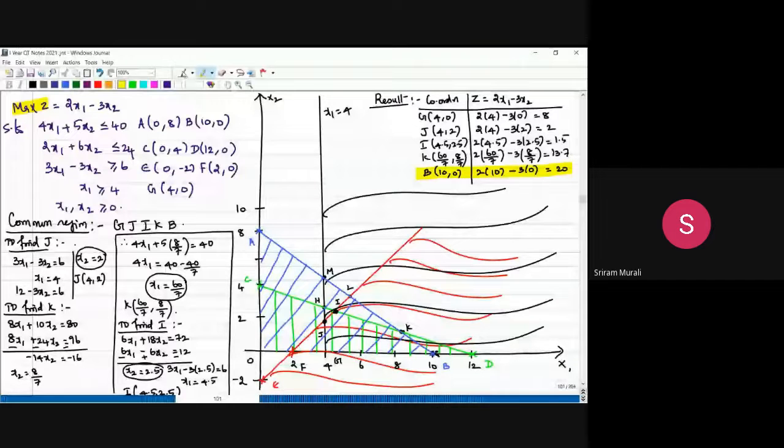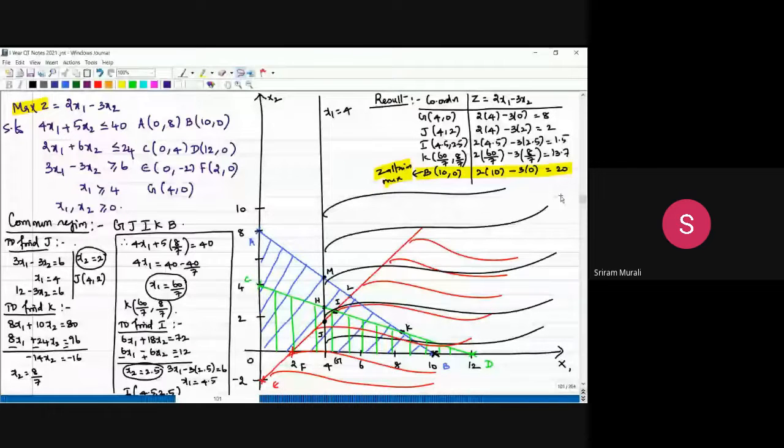Sir, where is A, sir? Why should I want to take A? There is no need, sir. It is not in my purview at all. The common region, I take only which is having a maximum. This A is not in my purview of the common region. Okay, sir. So Z attains the maximum only in this point. So that is it.